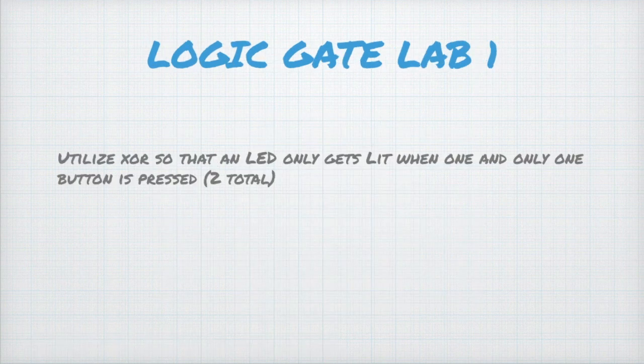Now we want to use XOR, which checks whether one and only one of the inputs are true, to power an LED when one and only one button is pressed.